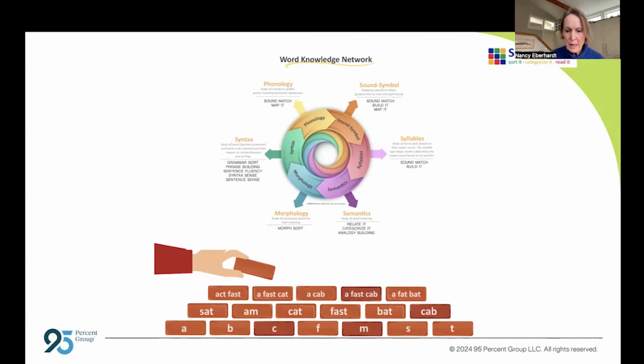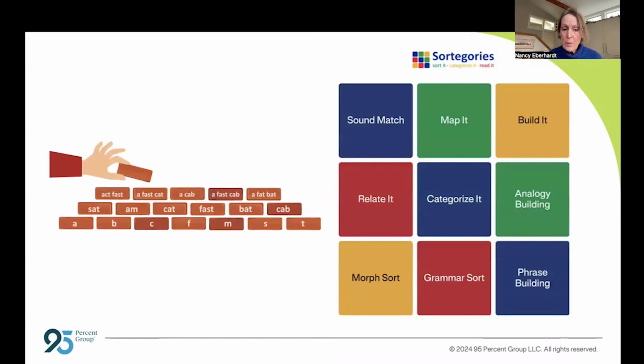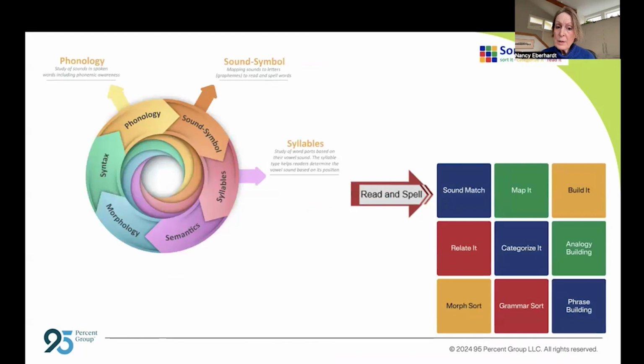associations to text. Looking at this another way, the progression from the top row of activities to the third row is also building from the sound to spelling level to connected words in phrases and then ultimately sentences. So let's take a more close look at the relationship between the network and each row of Sortegories. The first row focuses on the phonology and the sound to spelling associations of the word knowledge network.